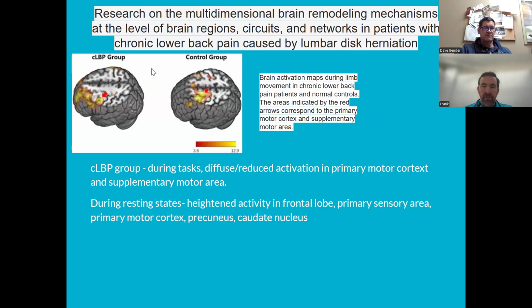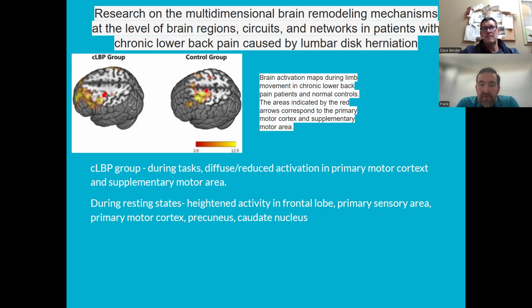I'm reading the title here. So yeah, it's a long title. This one looked at individuals with lumbar disc herniation and with chronic low back pain, and they saw that the brain activation maps during limb movement was altered in those with chronic pain.